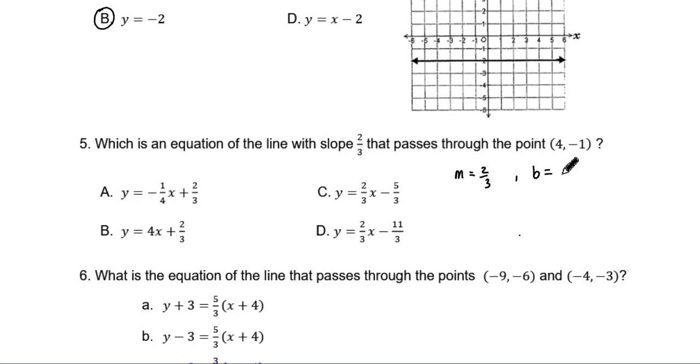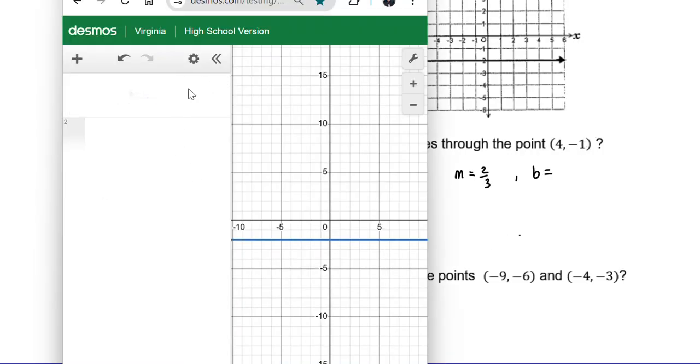Well, we can try it in Desmos. It might get a little complicated, but I'll go ahead and try it. I want the line to pass through (4, -1). So let me go ahead and put this point in here, 4 comma negative 1.